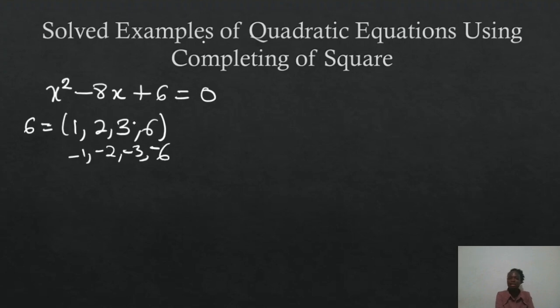Now if we look at these numbers, there is no way that we are going to get two numbers that, if we multiply them, we get 6, and if we add or subtract them, we get negative 8. You can see that if we take negative 2 and negative 6, negative 2 plus negative 6 gives negative 8. But 2 times 6 is not 6. So that means the method of factorization is not going to work here. So we are going to use the method of completing the square to solve this particular one.